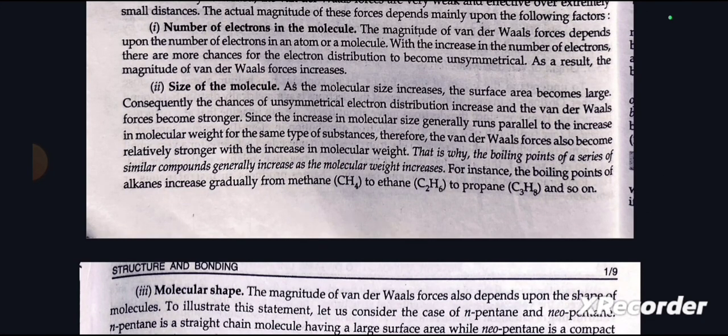Second, size of molecules. As the molecule size increases, the surface area becomes large. Consequently, the chances of unsymmetrical electron distribution increase and the van der Waals forces become stronger. Since the increase in molecular size generally runs parallel to the increase in molecular weight for the same type of substance, the van der Waals forces also become relatively strong with the increase in molecular weight. That is why the boiling points of a series of similar compounds generally increase as the molecular weight increases. For instance, the boiling points of alkanes increase gradually from methane CH4 to ethane C2H6 to propane C3H8 and so on.